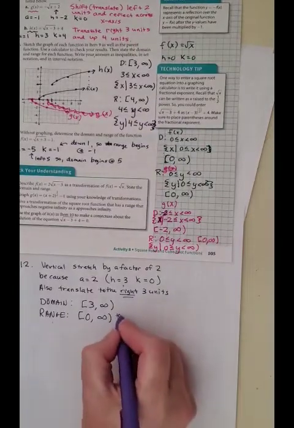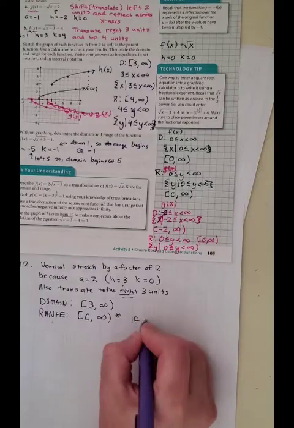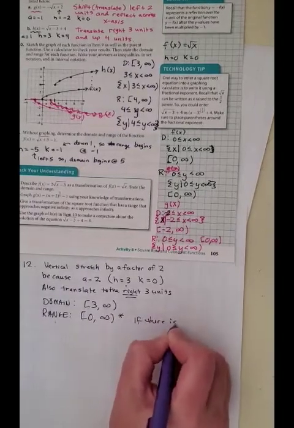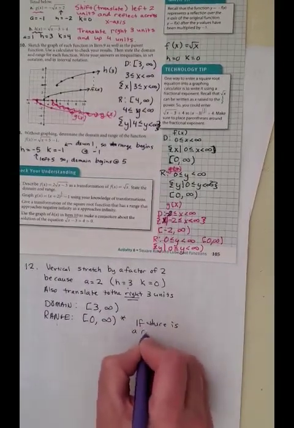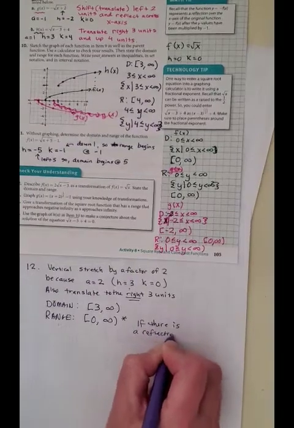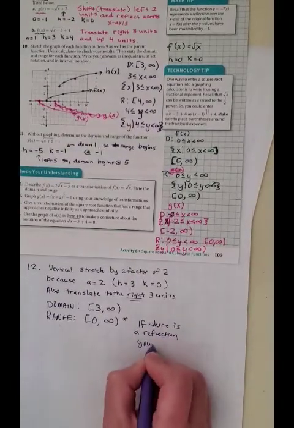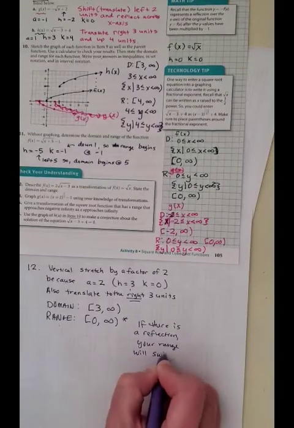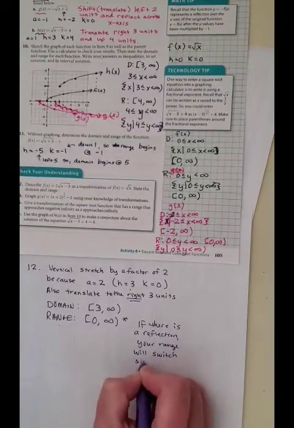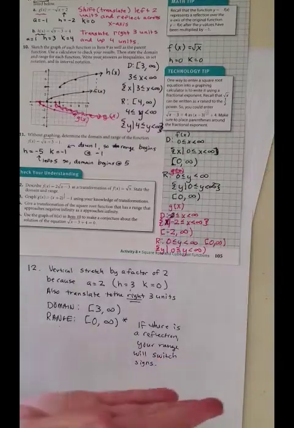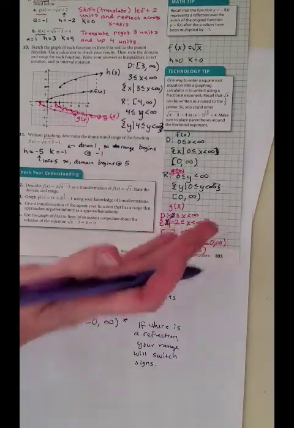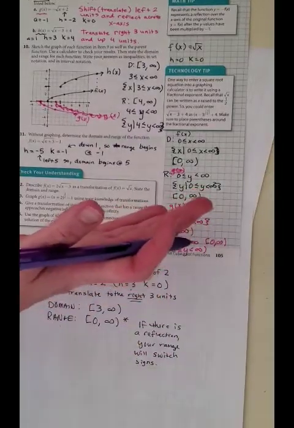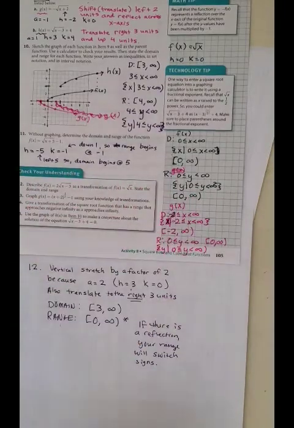Now, sometimes you have to be careful with the range. I'm going to make a note here. If there is a reflection, your range will switch signs. So imagine that if we shifted this graph upward, which we didn't, but if we shifted it up 4, but we had reflected it, it really would be down 4.